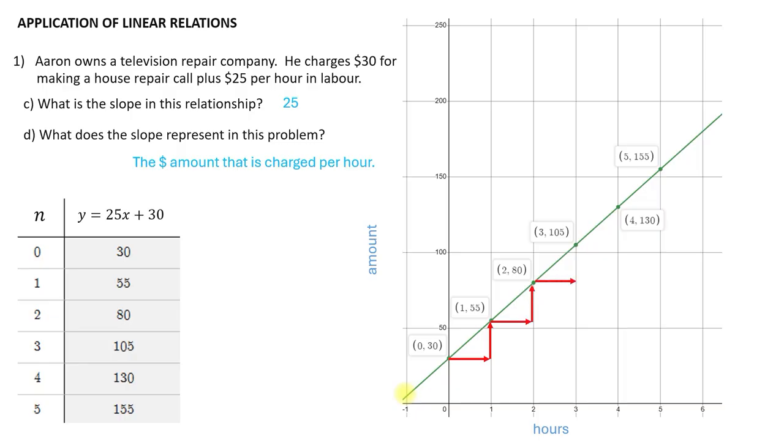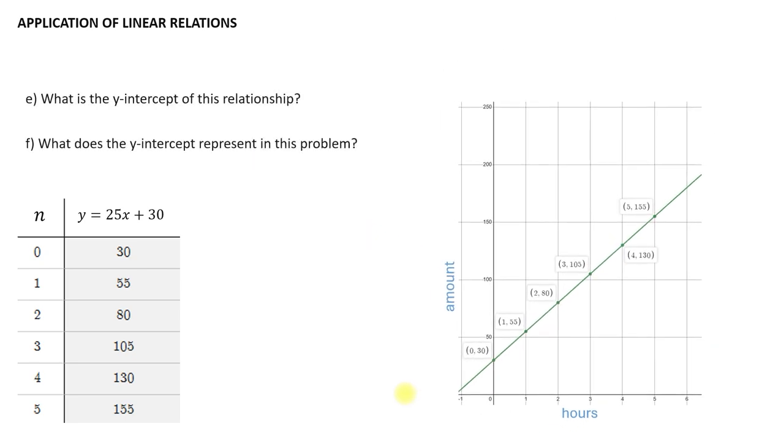So as we see on the animation, as we move over 1 hour, the amount increases by 25. Question E asks, what is the y-intercept of this relationship? Well, the y-intercept is the value of y when x, or in this case n, equals 0. And what does the y-intercept represent in this problem? Well, it represents the amount of money that's charged for a house call even before any labor is performed.